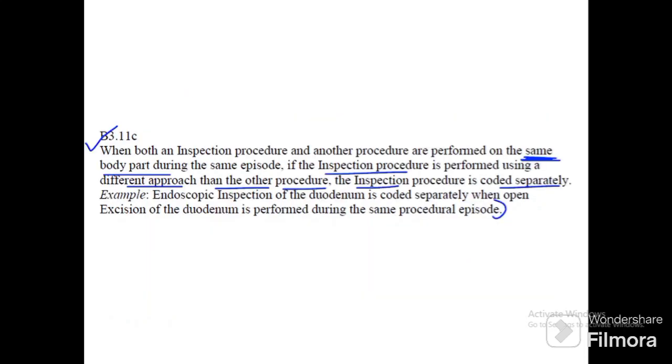And next, when both an inspection procedure and another procedure are performed on the same body part during the same episode, and if the inspection procedure is performed using a different approach than the other procedure, then the inspection procedure is coded separately. For example, endoscopic inspection of duodenum is coded separately when open excision of duodenum is performed. Here both endoscopic inspection of duodenum and excision of duodenum are different procedures, so both are coded.